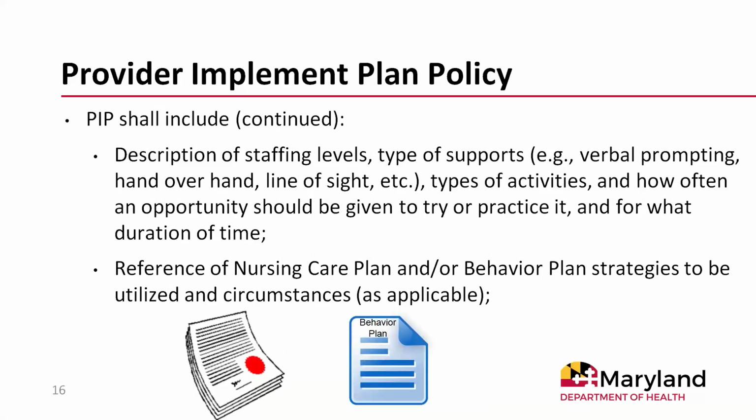The plan should include descriptions of staffing levels and types of supports, such as verbal prompting, maybe hand over hand or line of sight. Should talk about the type of activities and how often an opportunity should be given to try or practice it, and for what duration of time. It can reference the nursing care plan and behavior plan strategies to be utilized in circumstances as applicable. Next slide, please.